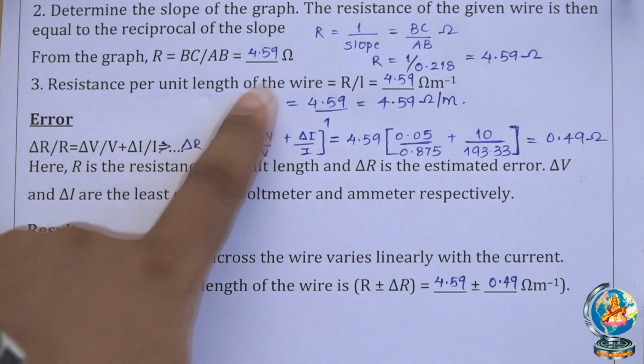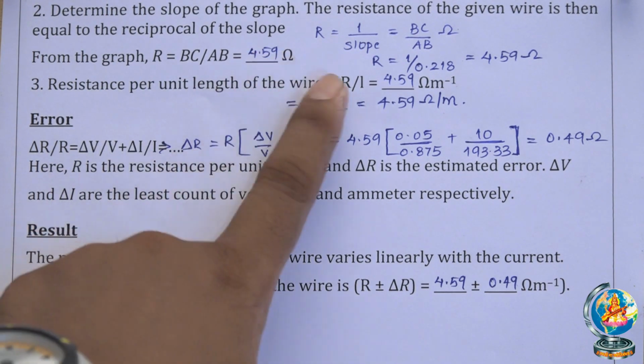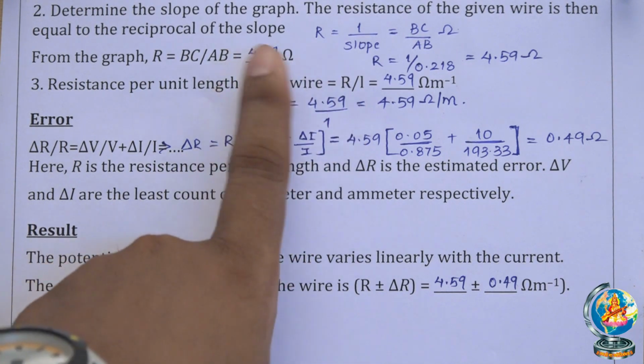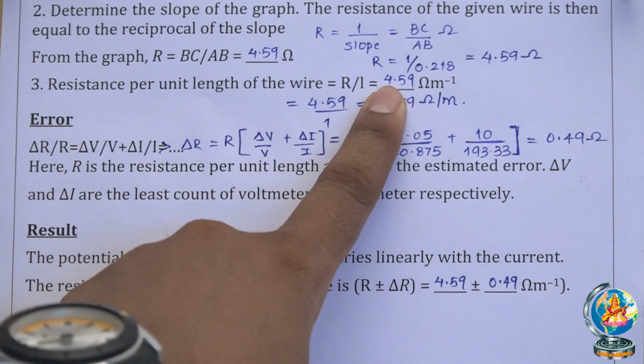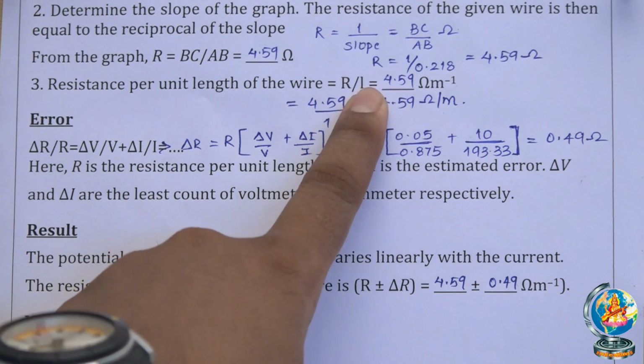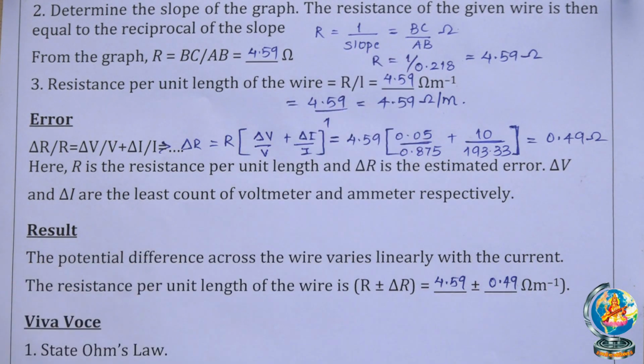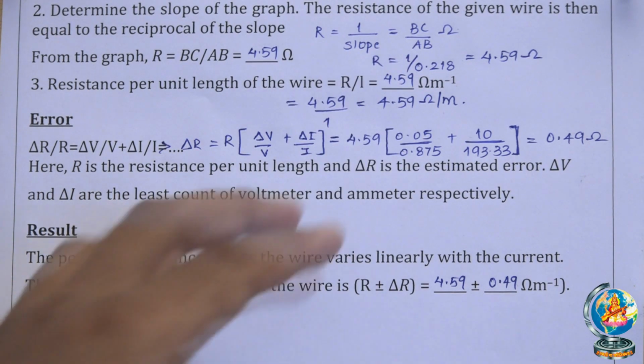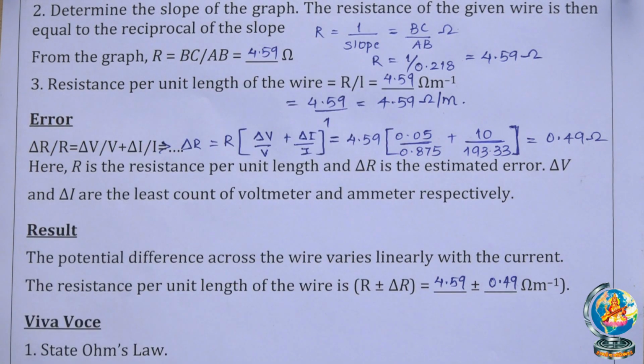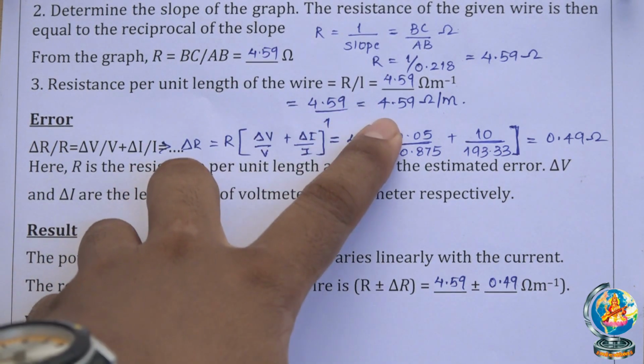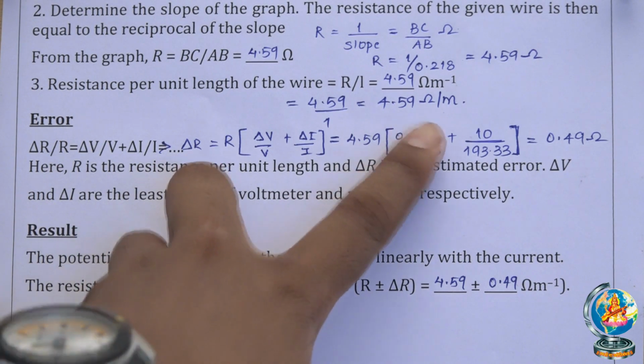Now the resistance per unit length of the wire. Resistance is 4.59 and the length of the wire is 1 meter. So the resistance per unit length is the same, that is 4.59 ohm per meter. Here remember that the length of the wire is 1 meter, that is why the value is not changing. If the length is changing, then you will see variation in the answer. Clear? So 4.59 by 1, your answer is 4.59 ohms per meter.